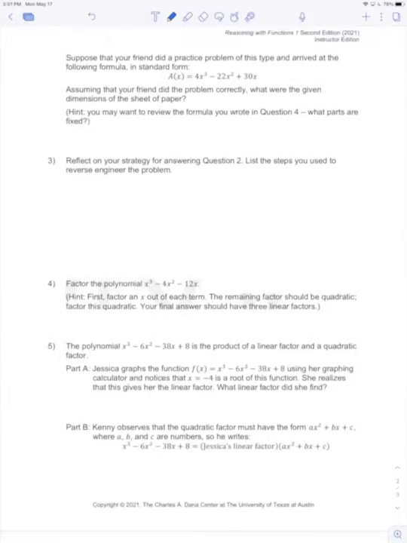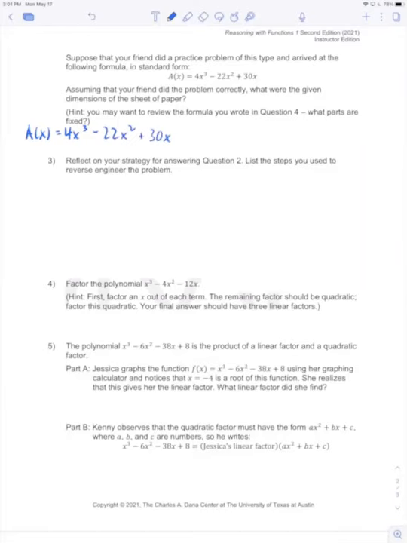And there we go. Suppose that your friend did a practice problem of this type and arrived at the following formula, in standard form, A of x is equal to 4x cubed minus 22x squared plus 30x. Assuming that your friend did the problem correctly, what were the given dimensions of the sheet of paper? So to work this, I'm just going to copy the function down again: 4x cubed minus 22x squared plus 30x.